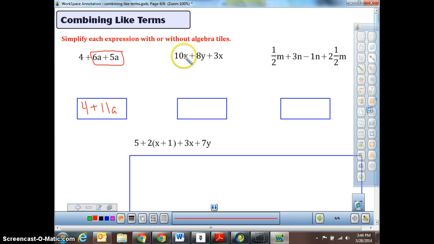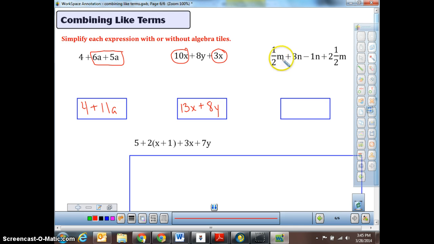How about here? I have 10x plus 8y plus 3x. I have 3 terms. This one has an x to the first power. This one has a y to the first power, so those aren't the same. And here's an x to the first power. So I can take the 3x and the 10x and combine them. When I have 10x plus 3x, I end up with 13x. And then my 8y isn't going to change because I have nothing to combine it with.